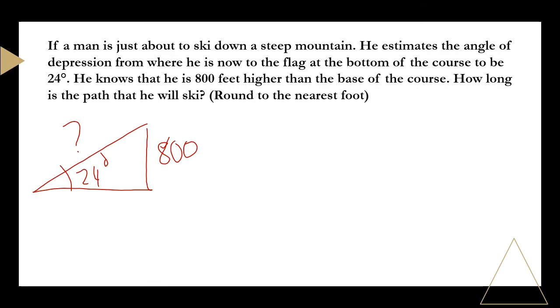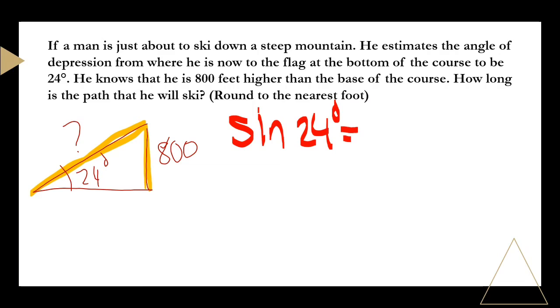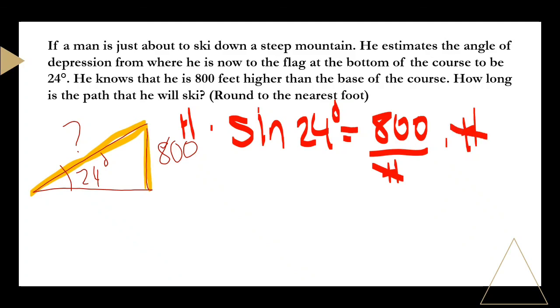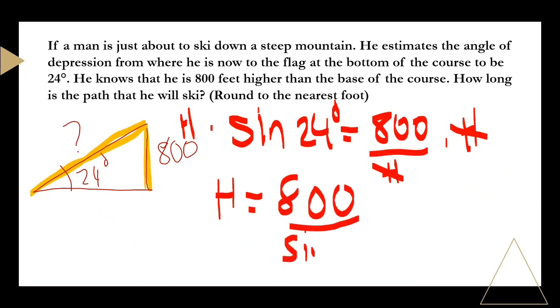So basically what we do is we realize that we have opposite and hypotenuse involved. Now because opposite and hypotenuse are involved, that means we're going to use sine. So sine 24 is going to be equal to opposite over hypotenuse. I'm just going to call it h. So how do we solve this? Well, we can't solve for h while it's in the denominator. So my first step will be to multiply both sides by h. After that, I'm trying to get h by itself, so I'm going to divide both sides by sine 24 and get h is equal to 800 over sine 24.